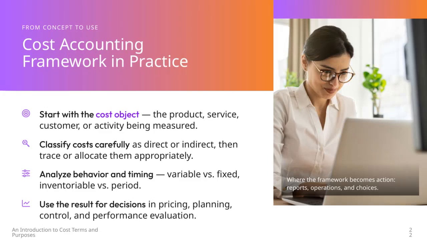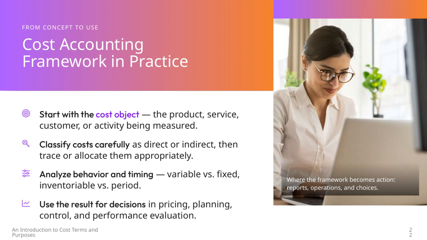Now, let's look at how the cost accounting framework moves from concept to practical use. It all begins with identifying the cost object, which could be a product, service, customer, or even a specific activity that we want to measure. Once we have that, we carefully classify costs as either direct or indirect. This is crucial because direct costs are traced directly to the object, while indirect costs are allocated, ensuring accuracy in cost measurement. Next, we analyze the behavior and timing of these costs.